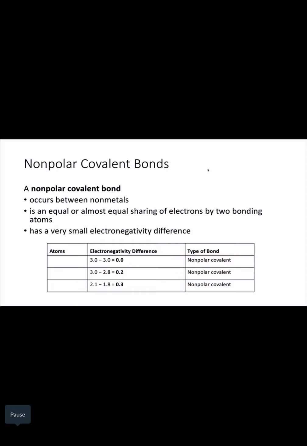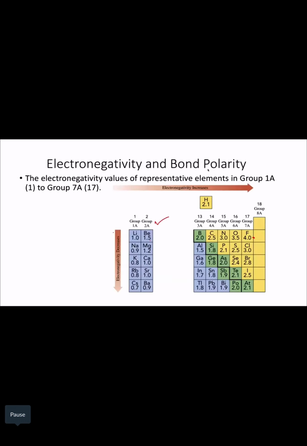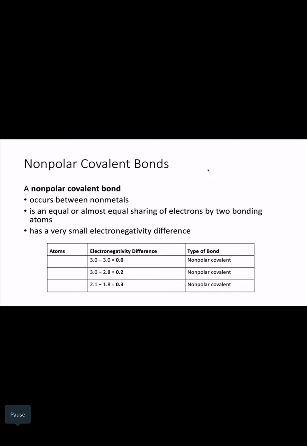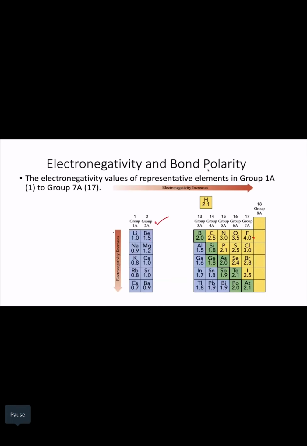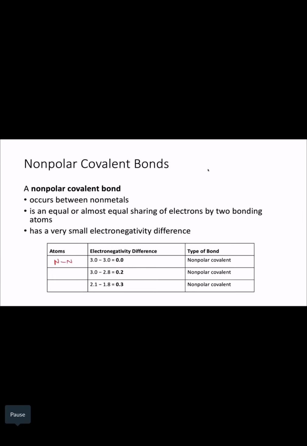Can you do it mathematically? The answer is yes. Can we calculate? Yes. What you're going to do is focus on two particular atoms. Here we have two nitrogens sharing. We take the electronegativity of nitrogen, which is 3.0, and subtract 3.0, because they're both 3.0, and we get 0. A 0 indicates a nonpolar covalent bond.